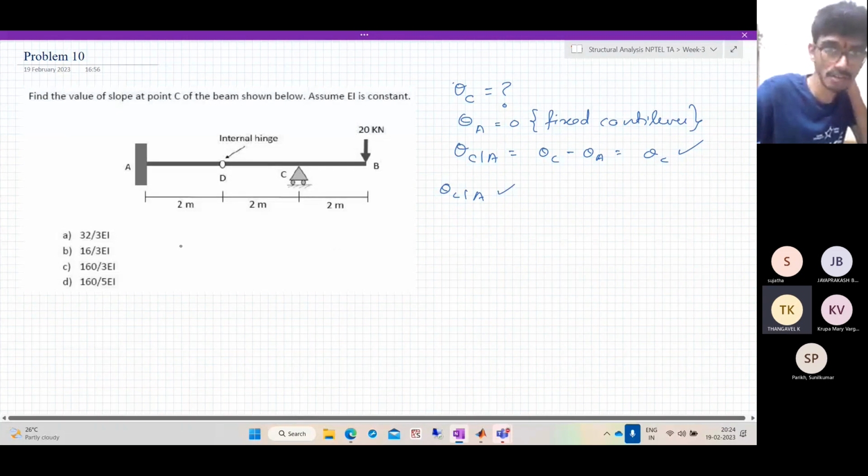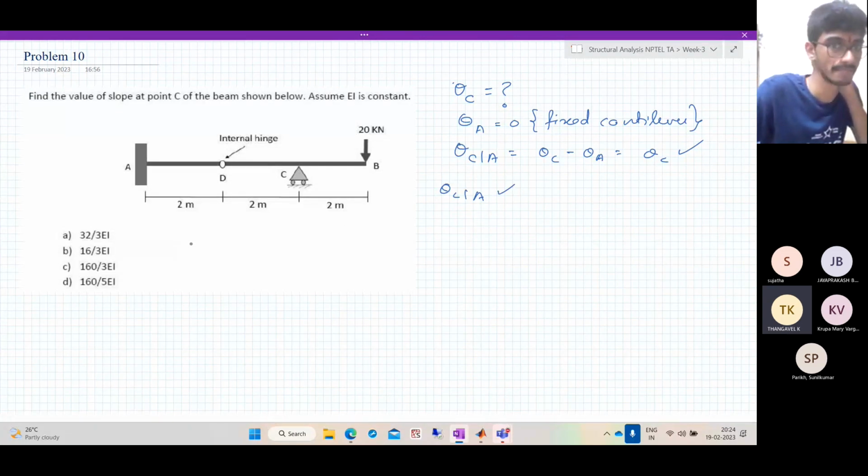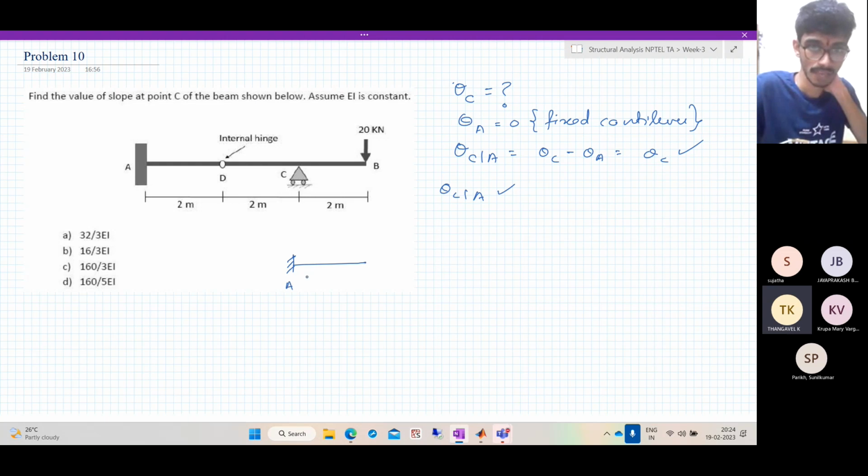Now to get theta C with respect to A, we need the bending moment diagram. Now how to get the bending moment diagram? Let us solve it. Let us divide the spans. So we have the free body diagram. At A, what is acting? Only a vertical force. It cannot support a moment. Call it Dy. So here we have Dy downwards first. We have Cy acting here. Here we have 20 kilonewtons.